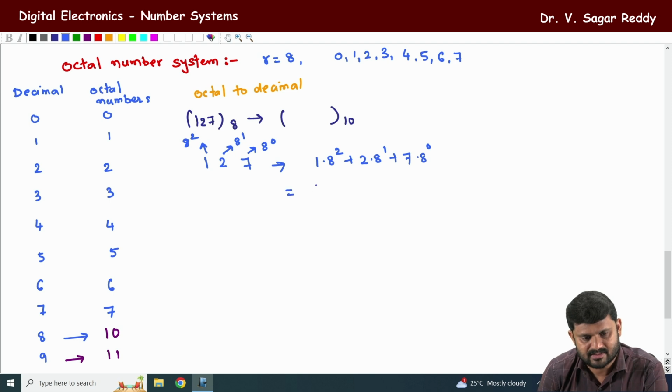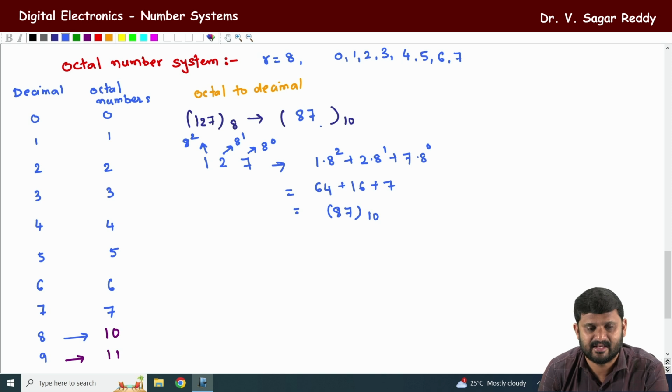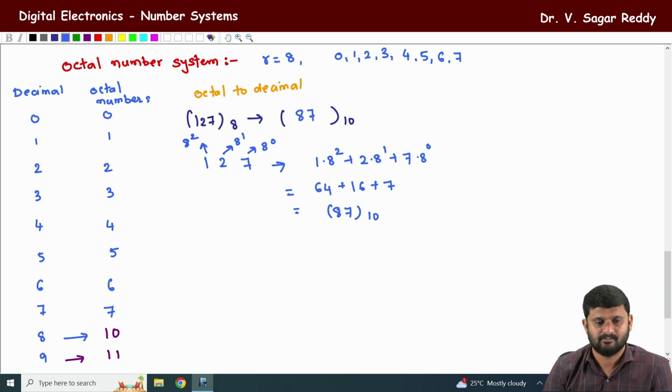So here 64, 16 plus 7 will get 87. So the corresponding number in decimal is 87. This 127 is in the octal number system, and the corresponding number in the decimal number system is 87.